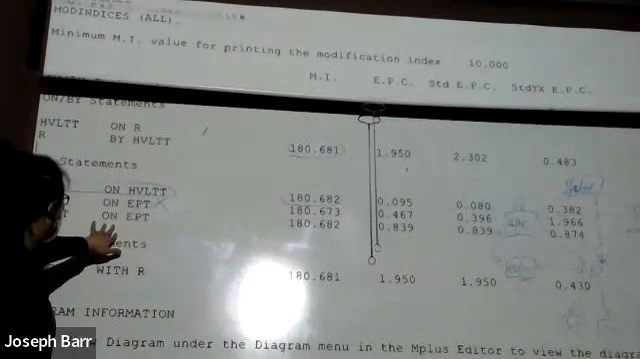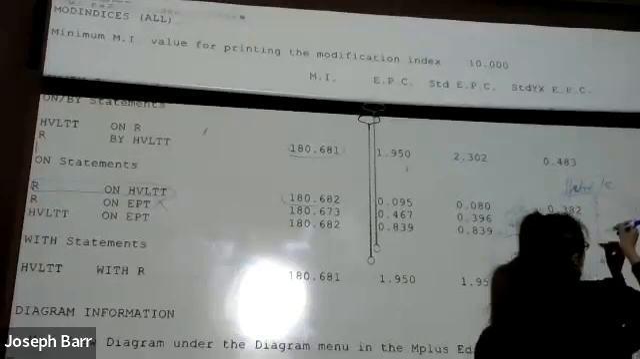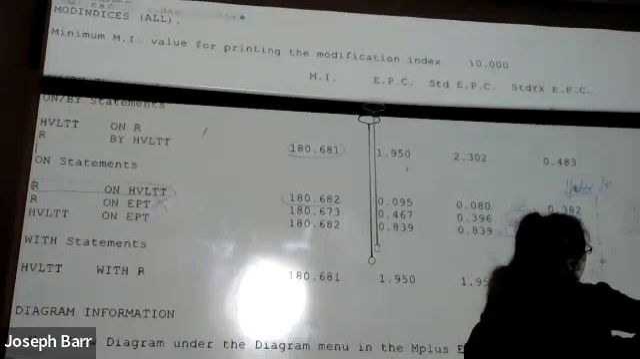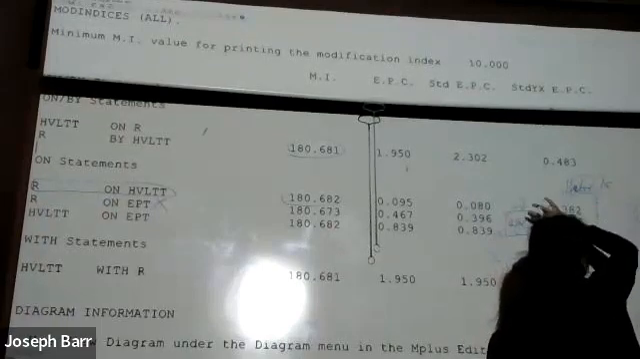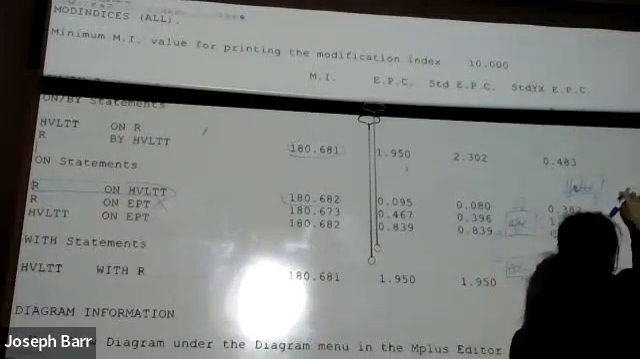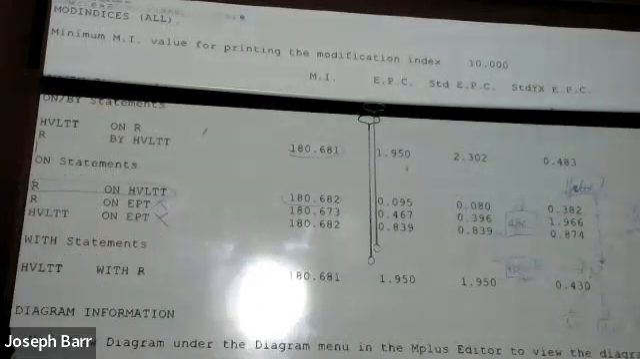HVLTT on EPT. So this suggestion is to add this path, okay? So HVLTT is regressed on the EPT. This does not make any sense because again, this is our dependent variable, okay? So we're going to look at the inference from here to here. So this is also not reasonable. So we will not take this suggestion.